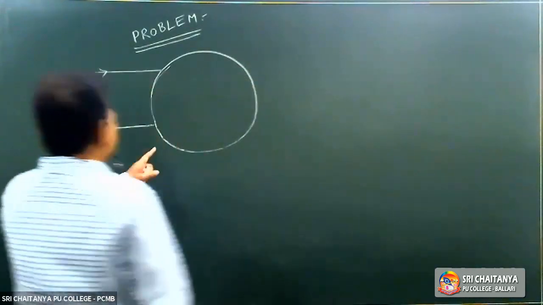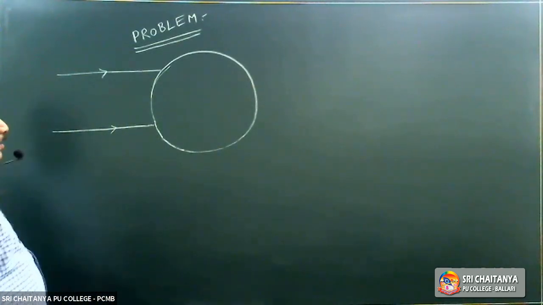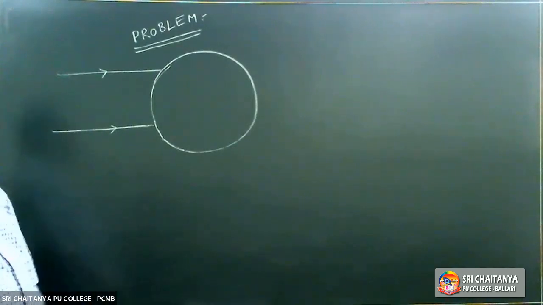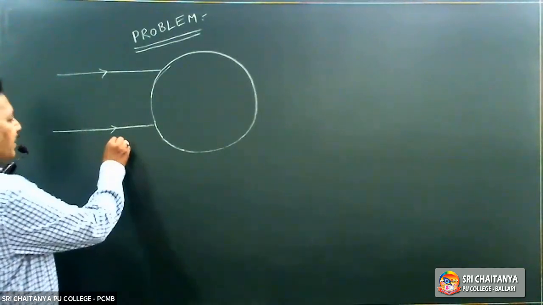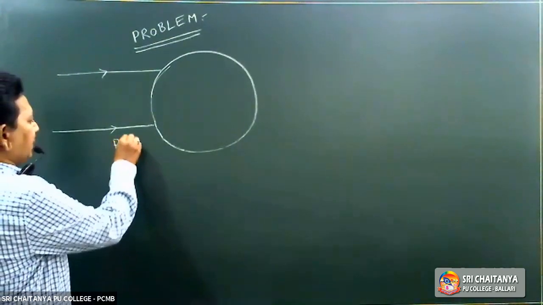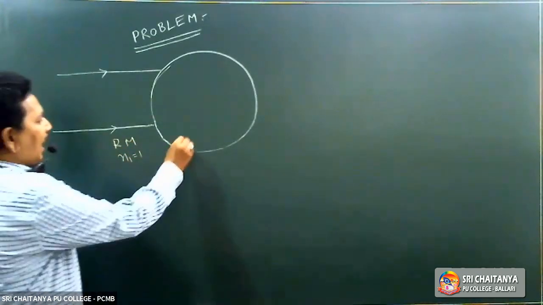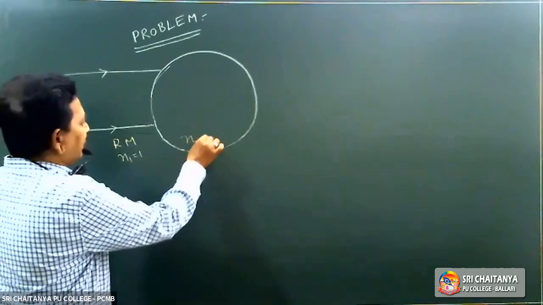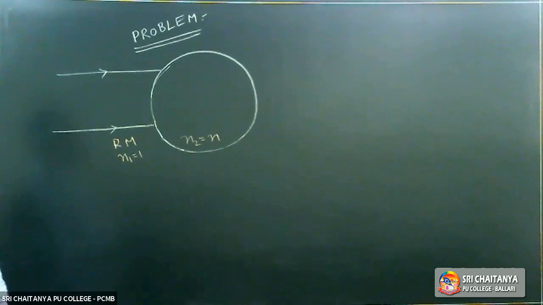So, there is a spherical surface. There is a sphere. The light rays are coming from infinity, from an object. The object is at infinity. This is the rarer medium, refractive index N1 is equal to 1. I don't know the refractive index of the sphere. We have to find out that, which is equal to N.